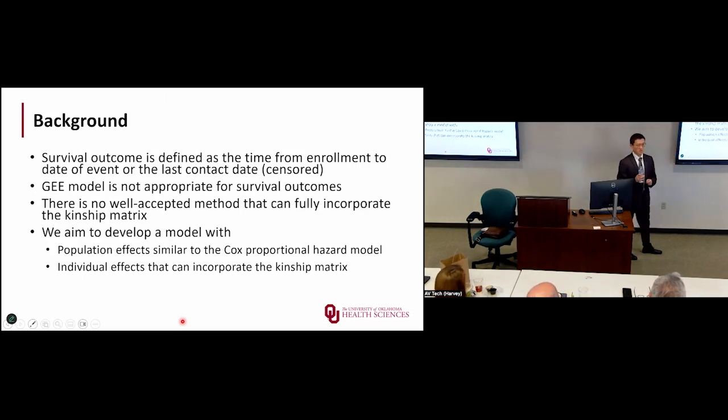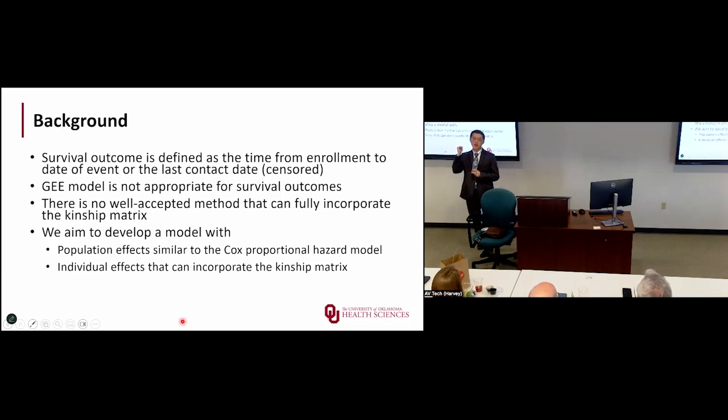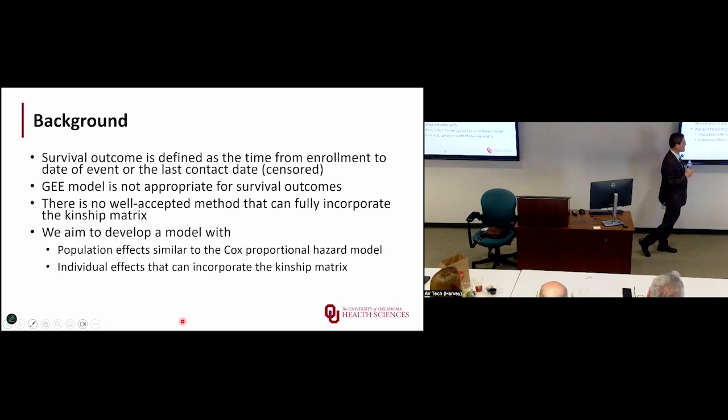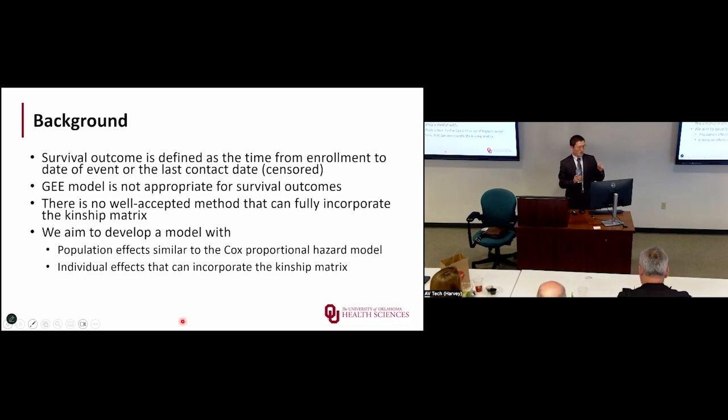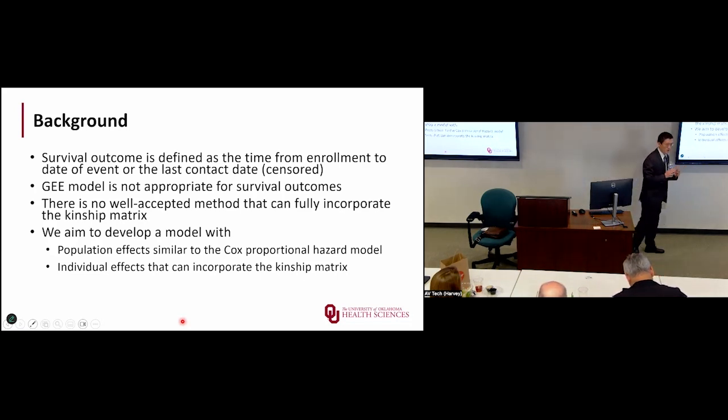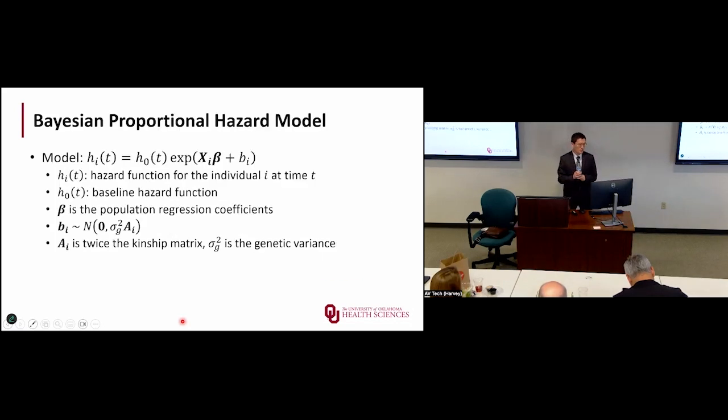But when it comes to survival outcomes, the Cox proportional hazard model is still the gold standard. So people use it all the time. However, that is for independent outcomes. In a family study, we know that members within the same family are correlated. Therefore, we cannot use it. But we want to develop a model that is similar to Cox proportional hazard, because that paper was published maybe in the 1960s and has millions of citations. That is the gold standard there. In addition, we also want to incorporate the kinship matrix. Remember, we have that information. We want to use it, right? So these are the two goals, and this is the model we have.